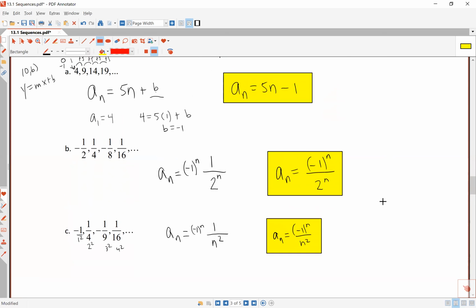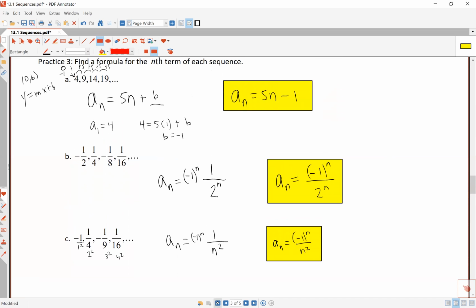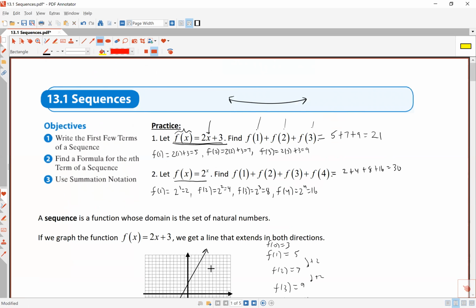And this concludes the video for section 13.1, Sequences, Objective 2: find a formula for the nth term of a sequence.